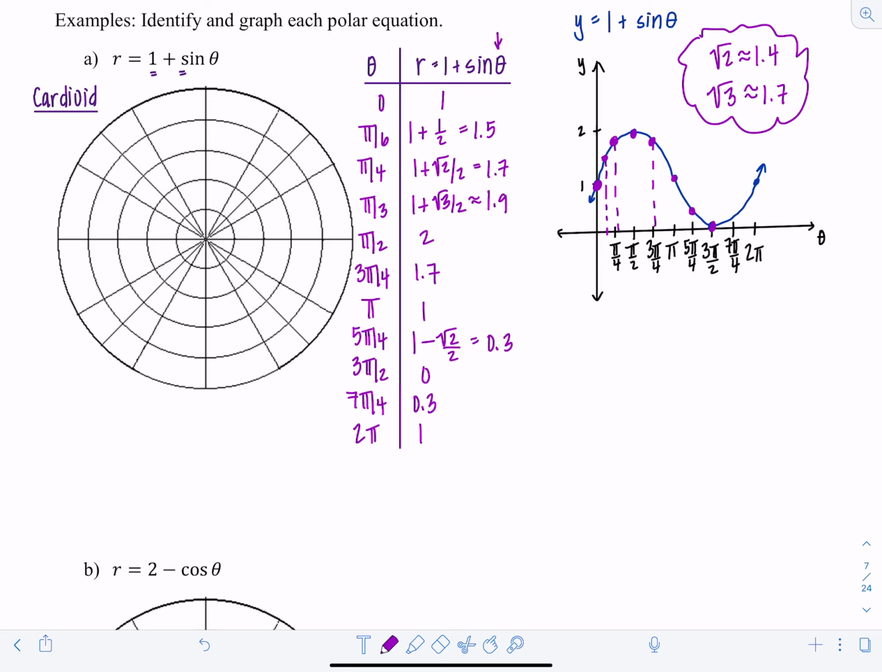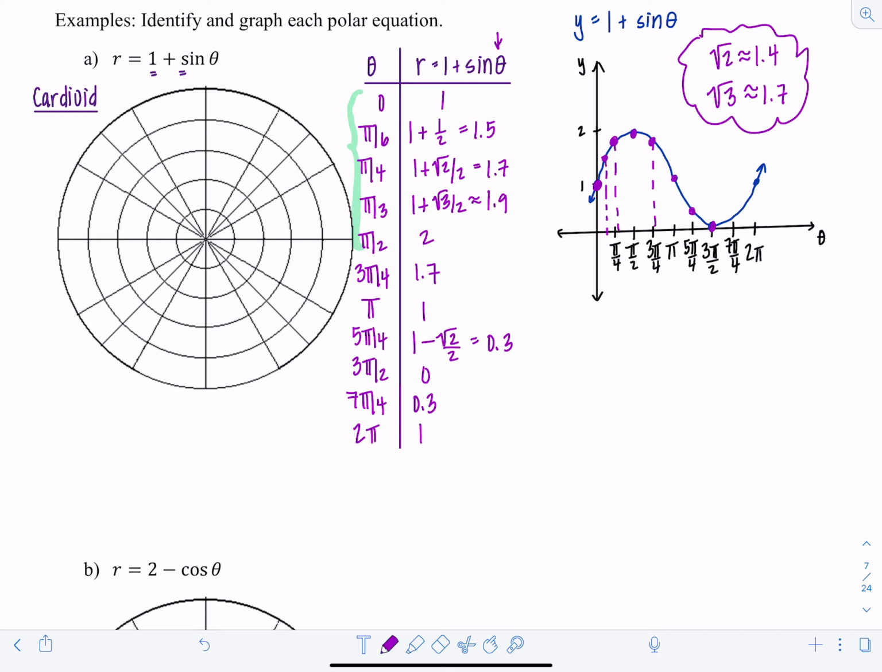Notice in the beginning, I put a lot more values in, like for the first quadrant, I did pi over 6, pi over 4, pi over 3, and pi over 2, just to kind of help me get a feel for what's going on. And then after that, I kind of skipped, and you can do that too, and then fill in gaps if you're not comfortable with what the graph's going to look like. Okay, so let's start filling things in.